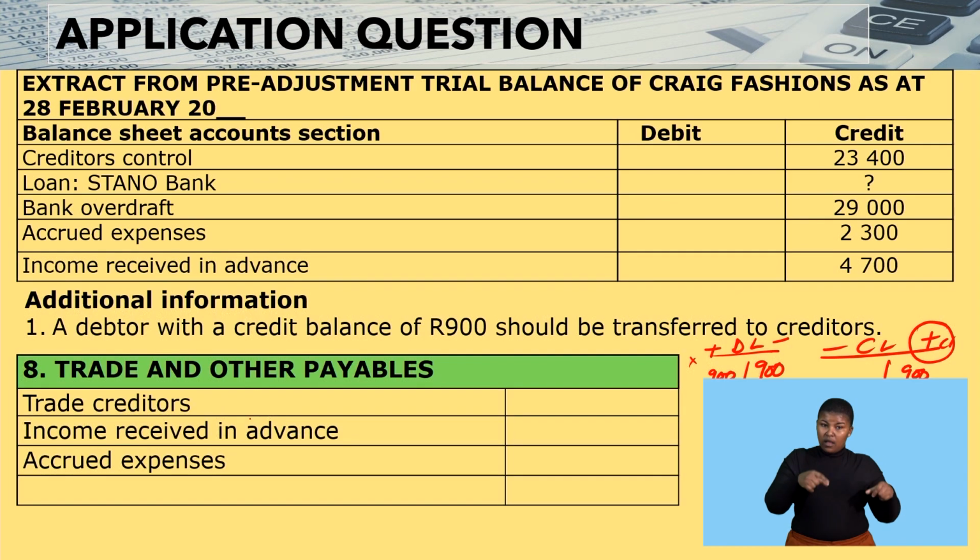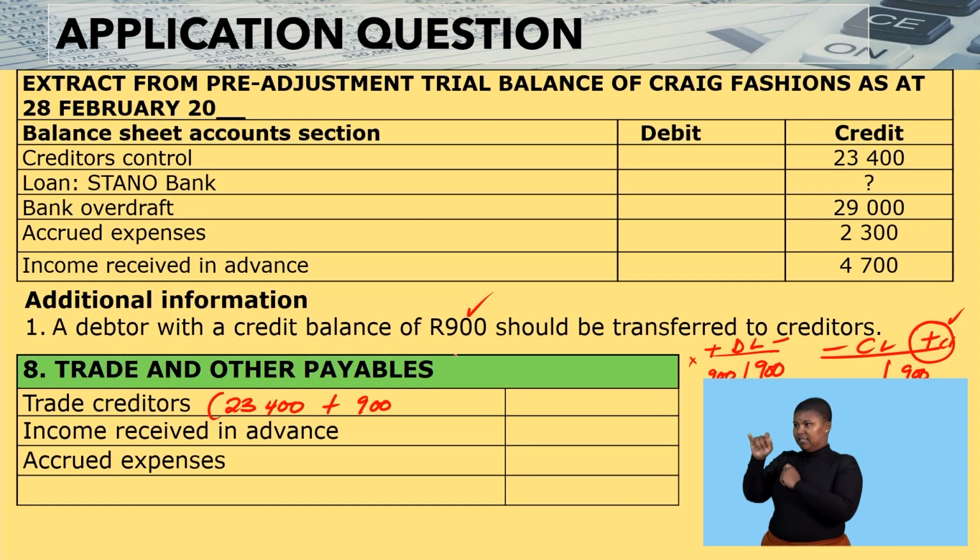So the important aspect is that we are saying plus. When we come here under our trade and other payables, we open bracket, then we will have creditors control, which is 23,400. Here I said plus, then I'll say plus 900. So I have done that part. Therefore, it is very important that once you are given such information, you remember that when we are transferring a debtor with a credit balance to the creditors, we add that amount.